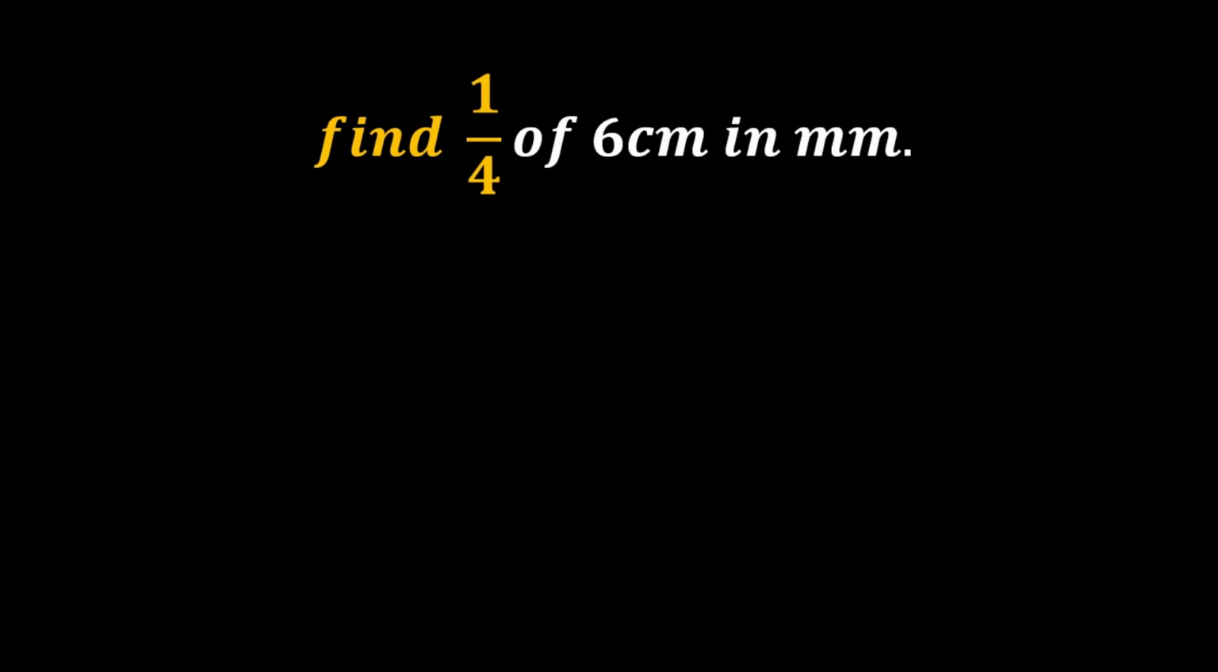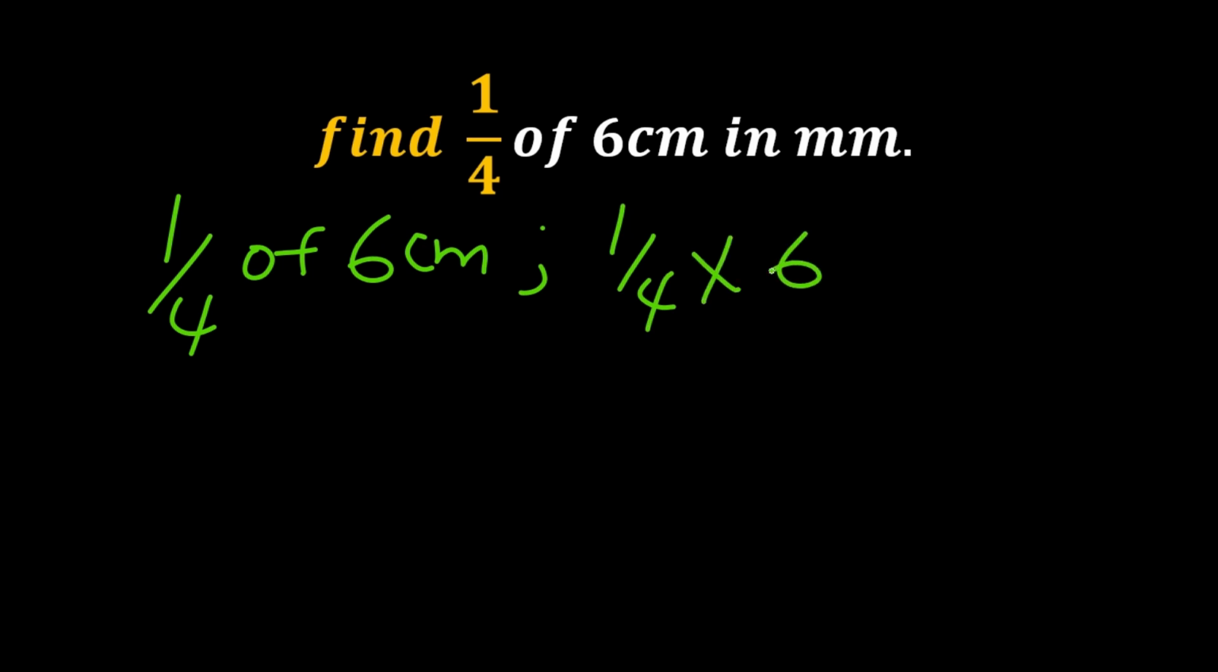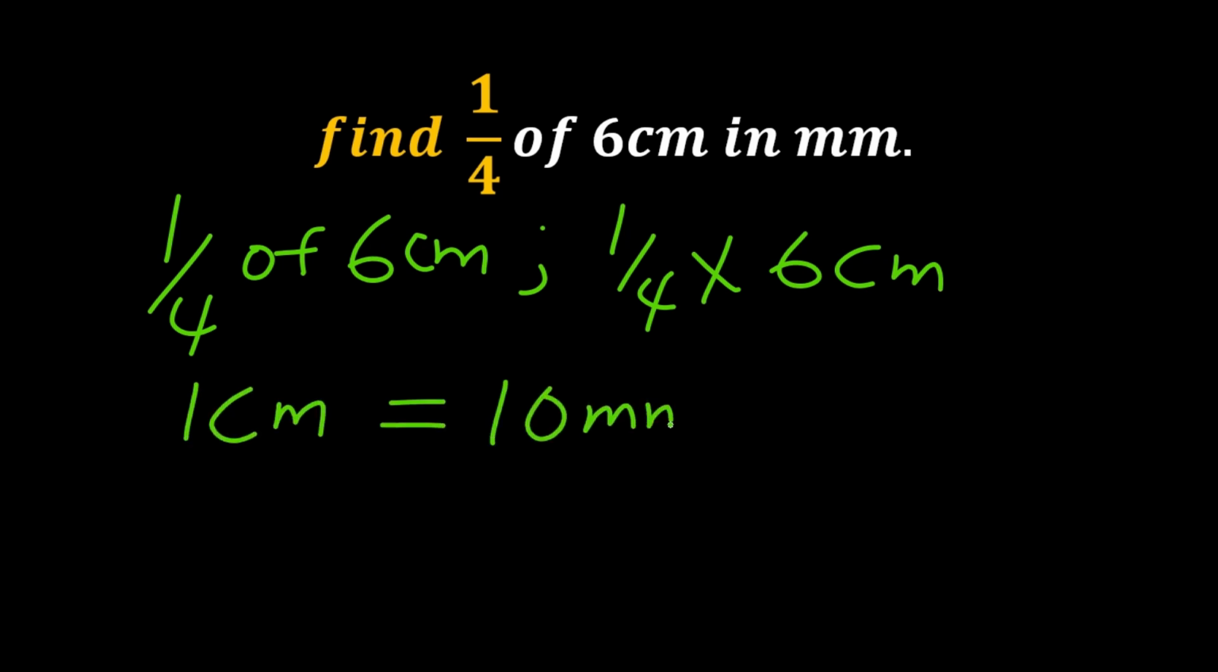Let's find 1 over 4 of 6 centimeters in millimeters. 1 over 4 of 6 centimeters means 1 over 4 times 6 centimeters. From the SI unit table for length, 1 centimeter is equal to 10 millimeters.